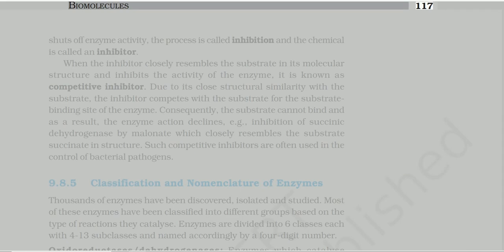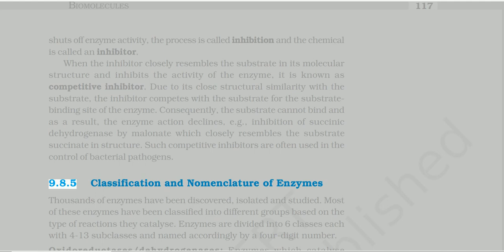Shuts off enzyme activity. The process is called inhibition and the chemical is called an inhibitor. When the inhibitor closely resembles the substrate in its molecular structure and inhibits the activity of the enzyme, it is known as a competitive inhibitor. Due to its close structural similarity with the substrate, the inhibitor competes with the substrate for the substrate binding site of the enzyme. Consequently, the substrate cannot bind, and as a result, the enzyme action declines, e.g., inhibition of succinic dehydrogenase by malonate, which closely resembles the substrate succinate in structure. Such competitive inhibitors are often used in the control of bacterial pathogens.